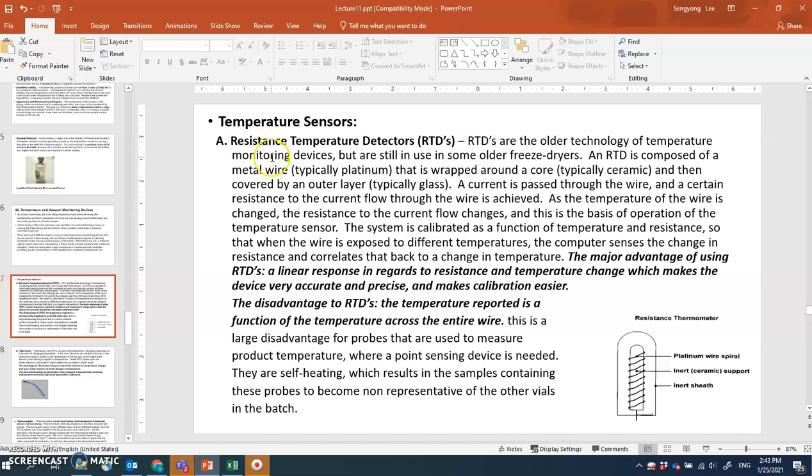You can use resistance temperature detectors, RTDs. And you have different metals in the wires in there, maybe platinum and inert ceramic support, inert sheath, and it can do very accurate reading by this design. The major advantage of using RTD is a linear response in regard to the resistance and temperature change, which makes the device very accurate and precise and makes calibration easier. But the disadvantage of this RTD model is the temperature reported is a function of the temperature across the entire wire. Okay, so there may be variation somewhere.